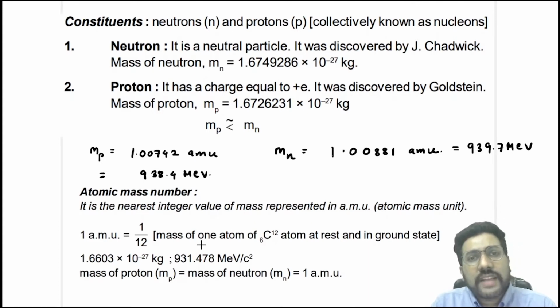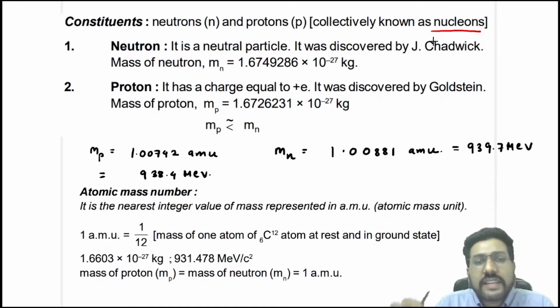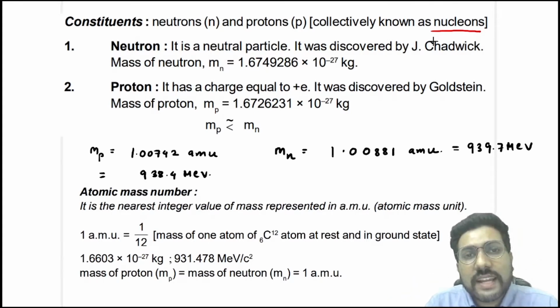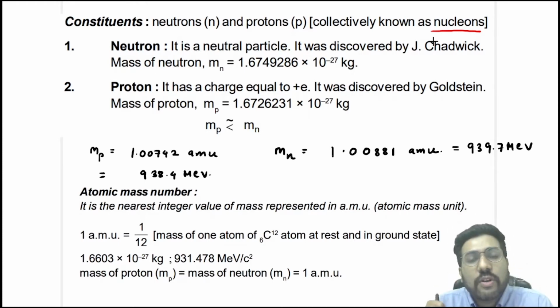A nucleus comprises mostly two elementary particles, and that is a neutron and proton. Neutrons are neutral particles. They are not deflected by electric and magnetic fields. It was discovered by James Chadwick. Collectively, the neutrons and protons are called nucleons. So nucleons are basically the collection of neutrons and protons inside the nucleus. The total number of neutrons and protons is the mass number, which is represented by A.